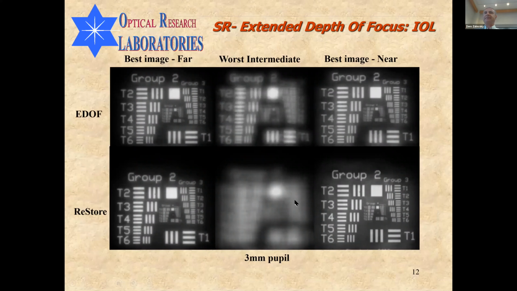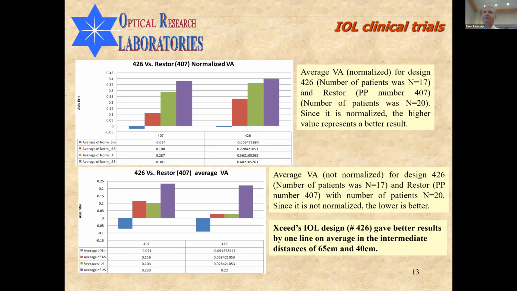And you can see here some images. So this bifocal diffractive intraocular lens is called the Restore. And you see they give good image for far objects, good image for near objects, but very bad image for intermediate distance objects. But with the extended depth of focus, we have good image for far objects, for near objects, and also for intermediate distance objects. Everything is in focus continuously from near to far.